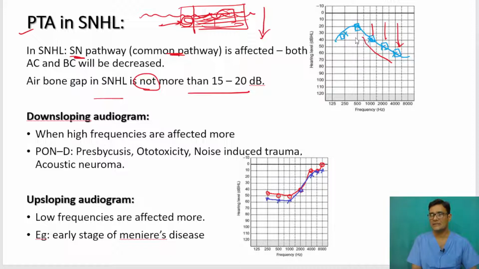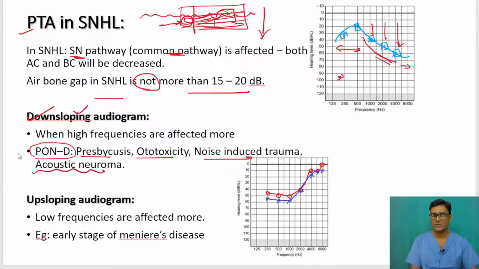Because of which, in this case we have a downsloping audiogram. That means in the initial frequencies, both the air conduction and the bone conduction are almost okay. The first one at 250 hertz has come down to 35, but the second one is at 20, that is normal. But as you go to the higher frequencies, the hearing loss increases. This is called a downsloping audiogram. This is seen in POND. In presbycusis, ototoxicity, noise-induced hearing loss, we see downsloping.